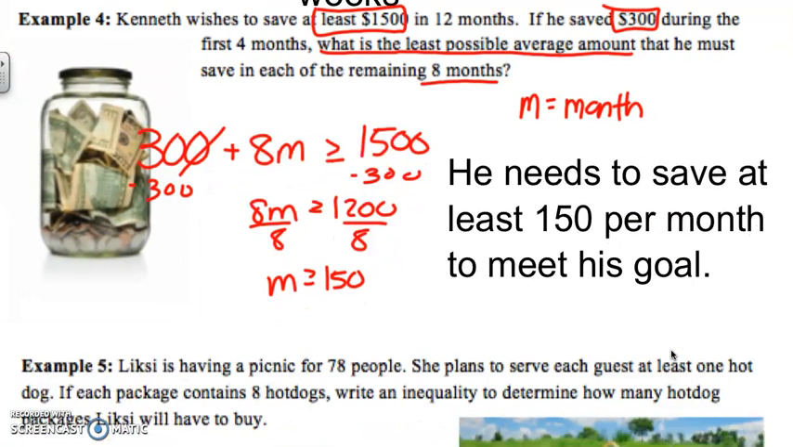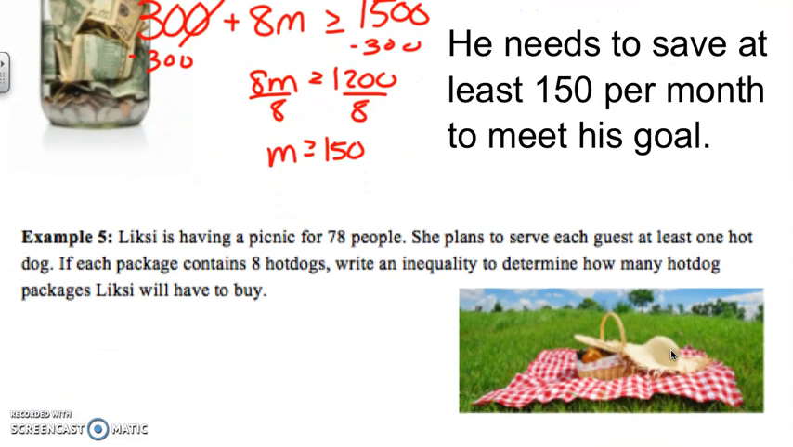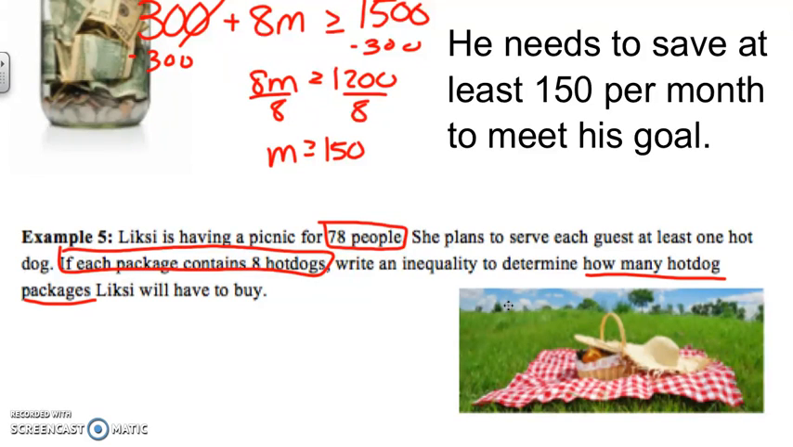All right, last question. Lexi's having a picnic for 78 people. She plans to serve each guest at least 1 hot dog. So what that means is everyone has to at least have 1 hot dog. Some people can have more. She just wants to make sure everyone gets at least 1 hot dog. Each package is going to contain 8 hot dogs. And then it's how many hot dog packages will she have to buy. So we could say H could mean hot dog packages, okay?